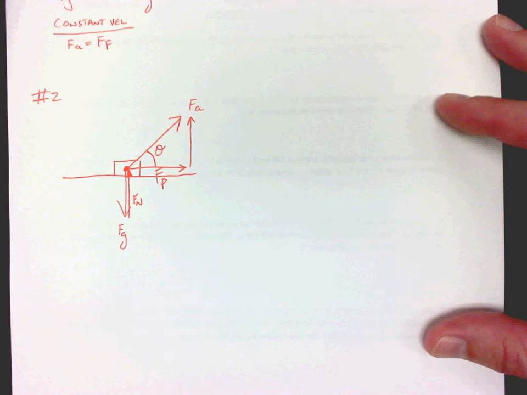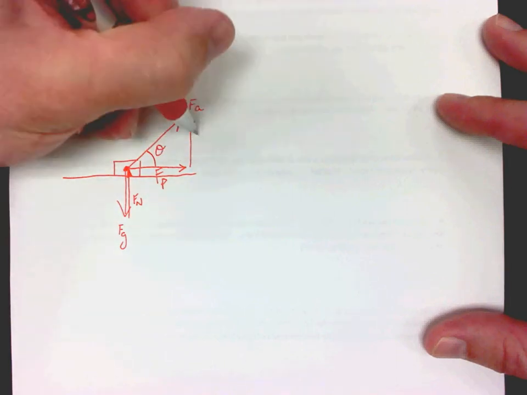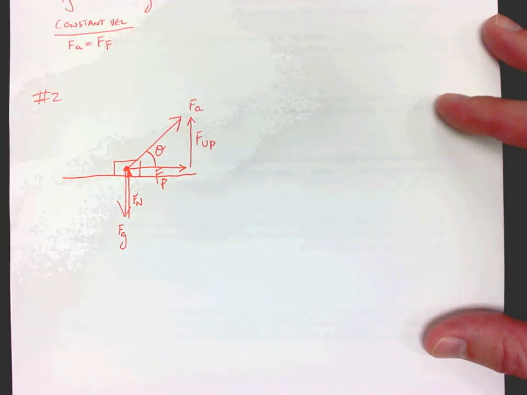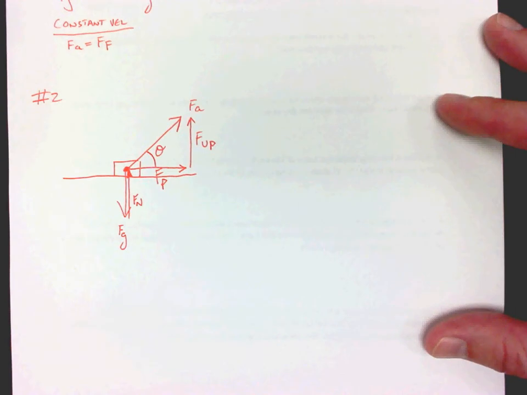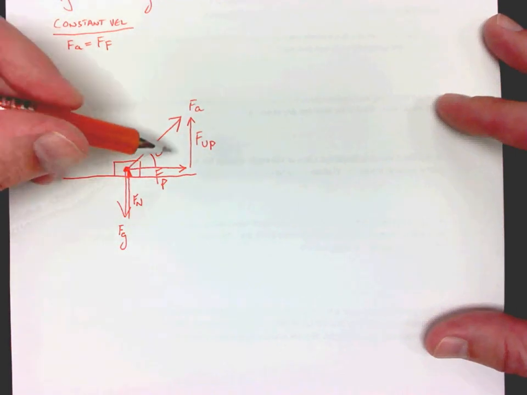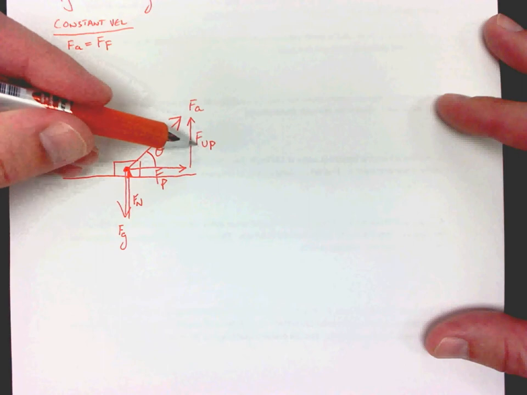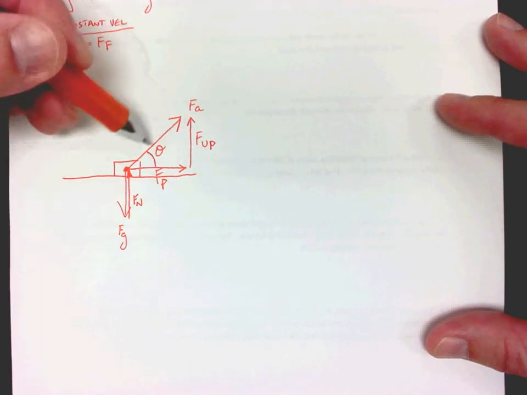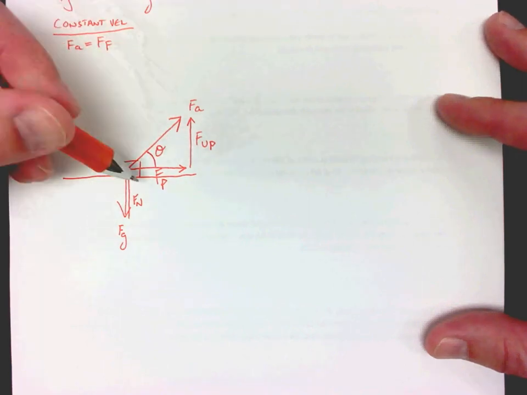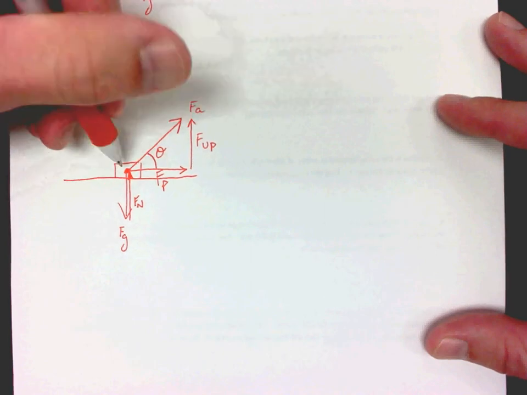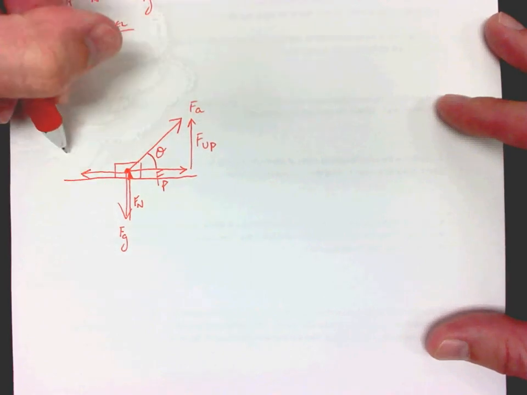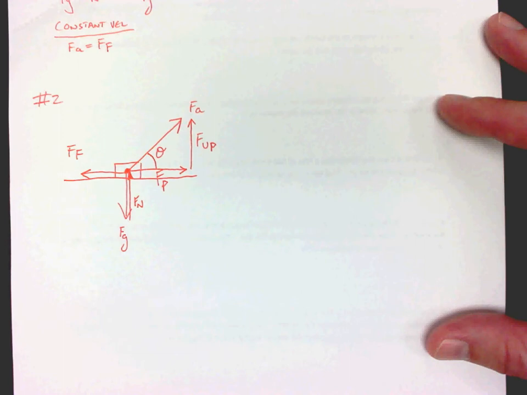And then this one, because it's a force in the upward direction, is just called F up. So that kind of defines itself. So you got force parallel, and then you got the upward force here. So two components to the applied force since it's at an angle. And if this thing were moving to the right, then that would mean that friction would be acting to the left. So we can put Ff on there as well.